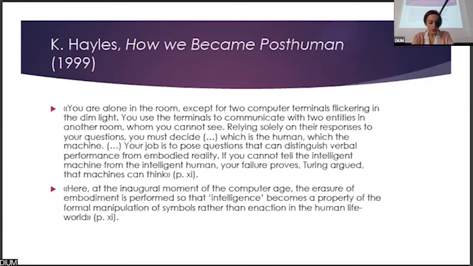You are alone in the room except for two computer terminals flickering in the dim light. You use the terminals to communicate with two entities in another room whom you cannot see. Relying solely on their responses to your questions, you must decide which is the human, which the machine. Your job is to pose questions that can distinguish verbal performance from embodied reality. If you cannot tell the intelligent machine from the intelligent human, your failure proves, Turing argued, that machines can think.